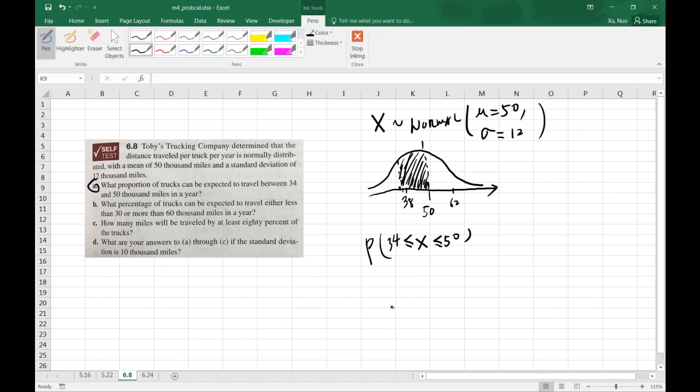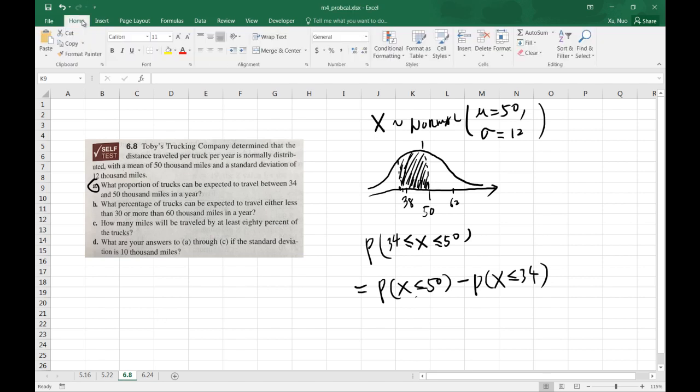And this is also equal to the probability of x less than or equal to 50 minus the probability of x less than or equal to 34, because up to 50 would be the whole area, which is 50% because this is the center, and up to 34 will represent this white area. Therefore the difference of the two is the shaded area. And that is the way that you need to use the cumulative distribution provided by Excel.